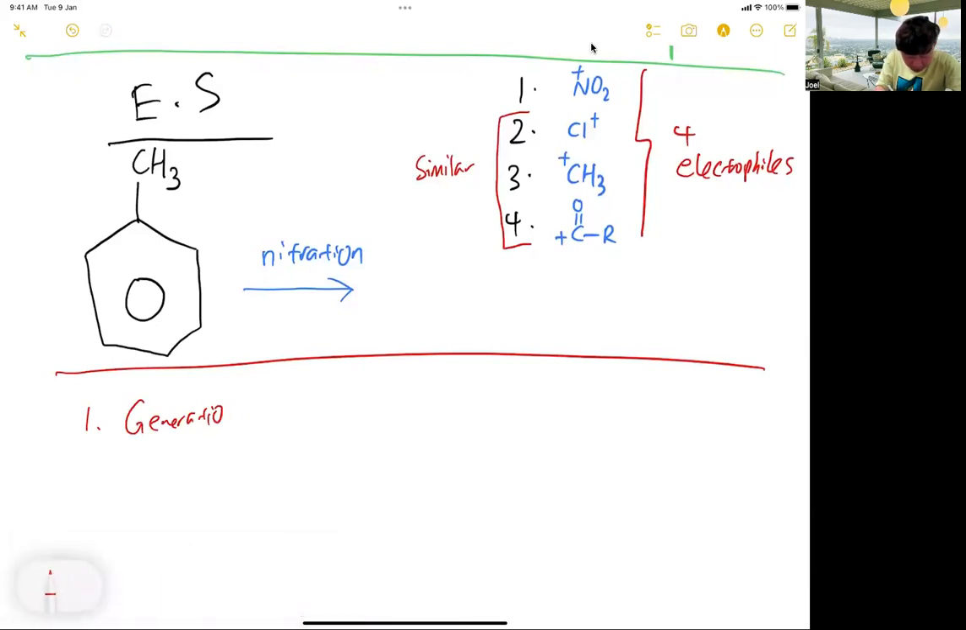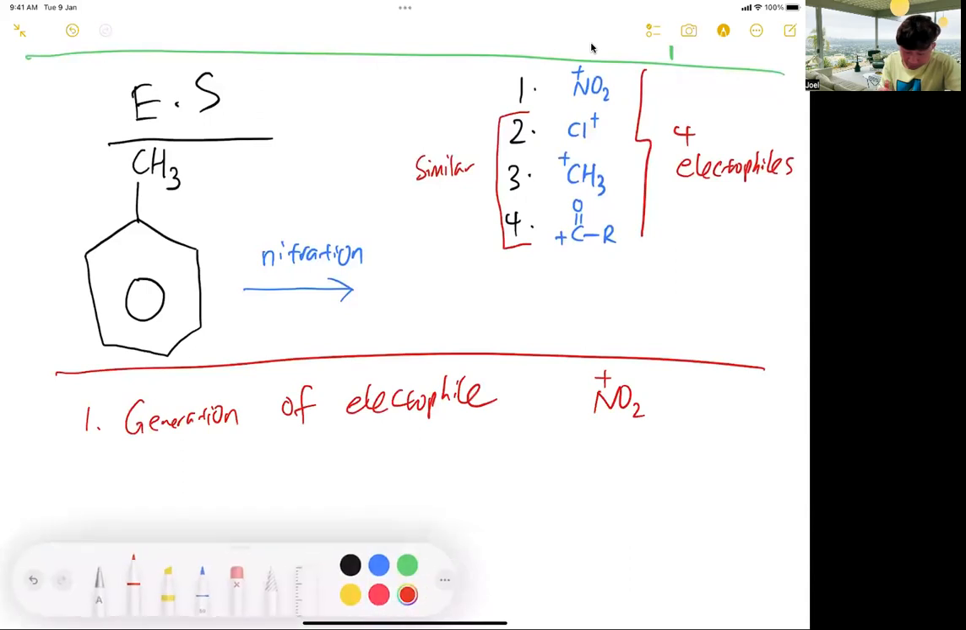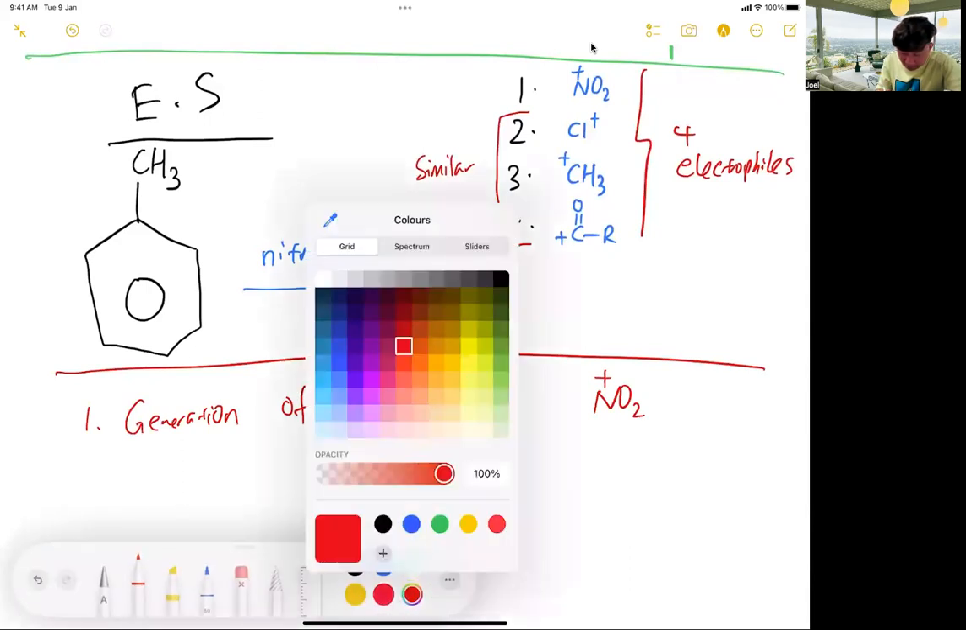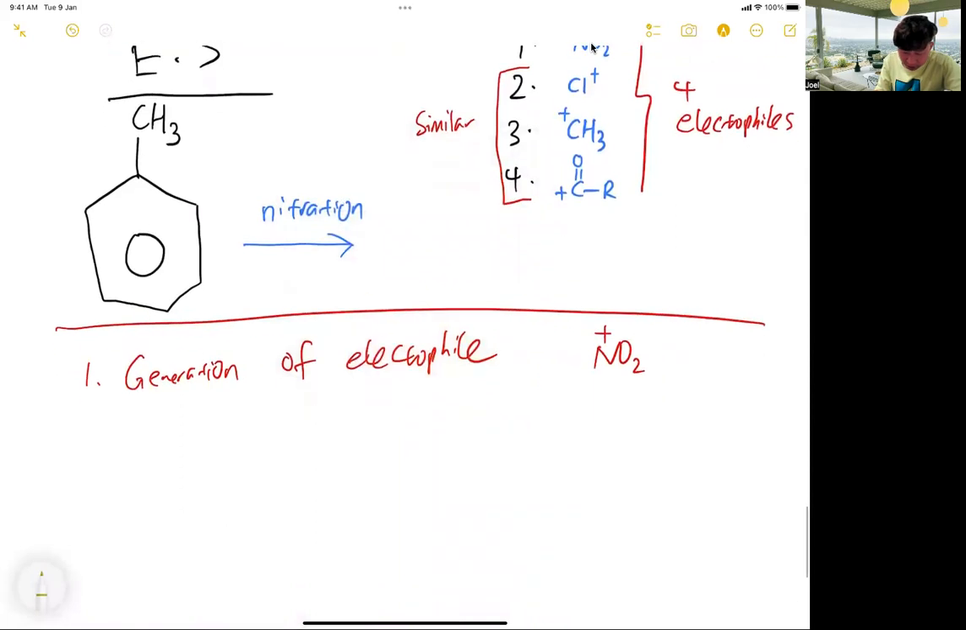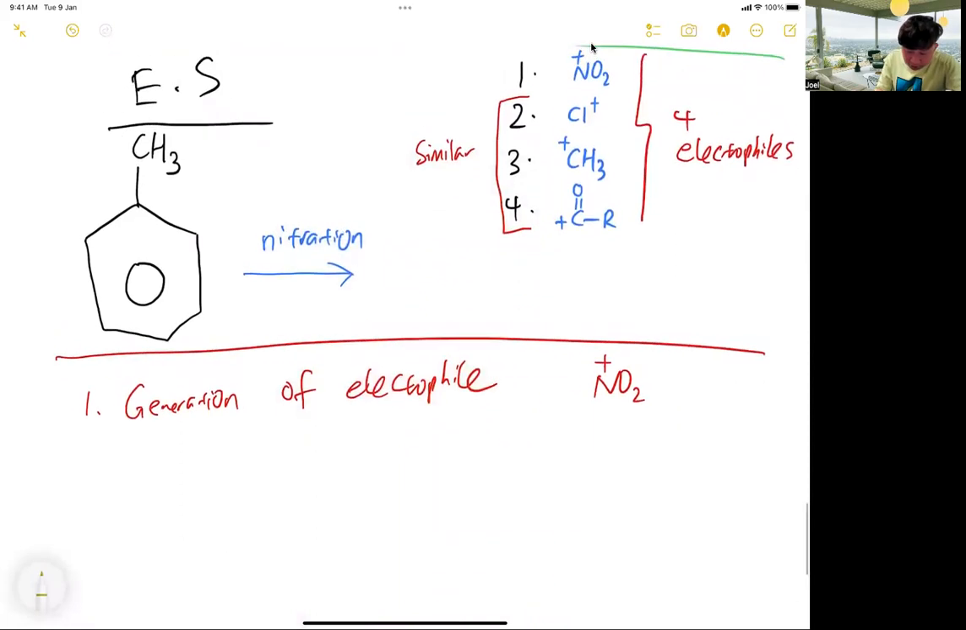Generation of electrophile. For this situation, the electrophile is your NO2 plus, the plus is on the end because the end will be attached to the benzene ring. Try to remember the conditions and how to write the equation. This is the toughest. So the condition of nitration is what? Concentrated HNO3, right? Concentrated H2SO4.